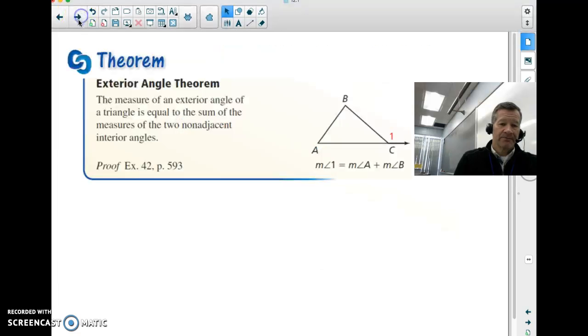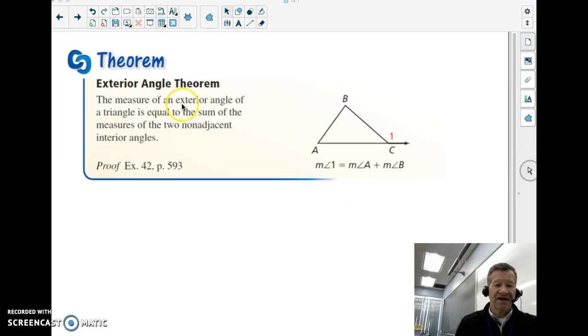Furthermore, one more thing about these exterior angles: we have something called the exterior angle theorem that says that the measure of an exterior angle of a triangle is equal to the sum of the measures of the two non-adjacent interior angles. Well, here's what that means.